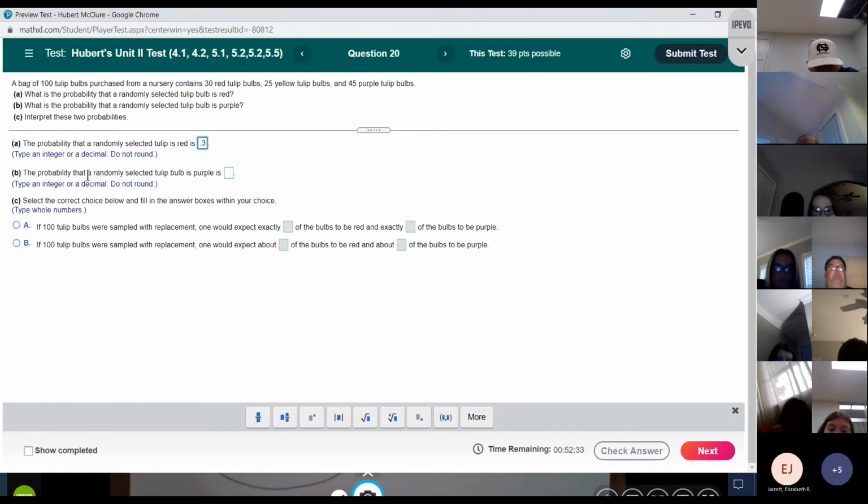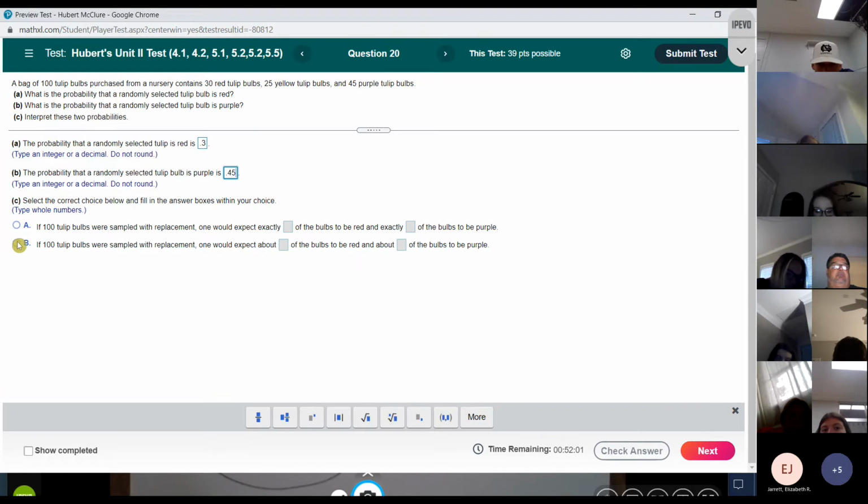What is the probability of a purple? Purple would be 45 over 100, which would be 0.45. So that's going to be 0.45. Select the correct choice below and fill in the answer. If a bulb, 100 bulbs, and so on.